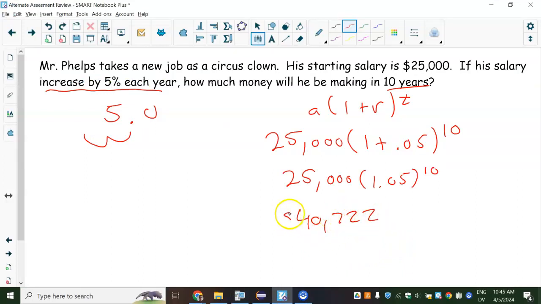Not bad for a circus clown. I happen to know Mr. Phelps has always wanted to be a circus clown.